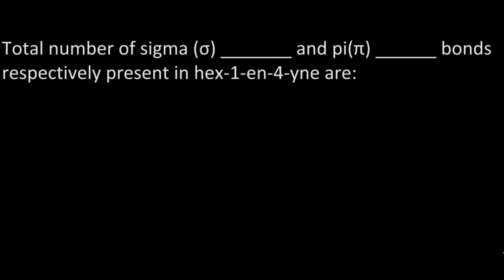Let's solve some previous year questions from hydrocarbons. Total number of sigma and pi bonds respectively in hex-1-ene-4-yne. This is a very simple question. If you know the nomenclature, you can easily answer it. Let's do this. First draw hex: 1, 2, 3, 4, 5, 6. 1-ene, 4-yne. So this is 1, 2, 3 and 4. So how many pi and sigma bonds are there?